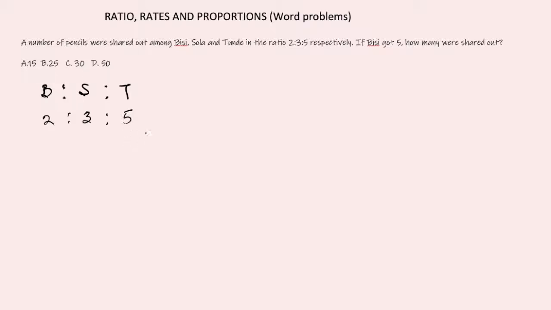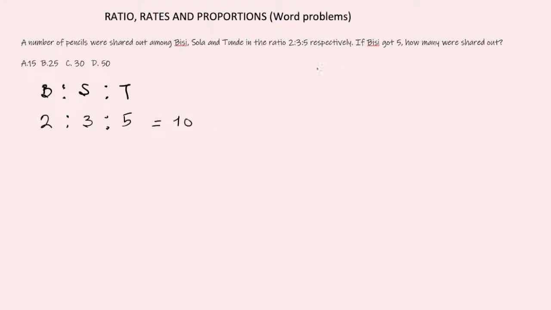Now, to solve ratio problems, one of the things I would advise you to do at first is to sum up your ratios. It helps you express each person's share as a fraction of the whole ratio. And it also helps in solving the ratio problems, as we will see later on. So if we sum up these ratios, we get 2 plus 3 is 5, 5 plus 5 is 10. So the sum of our ratios is 10.